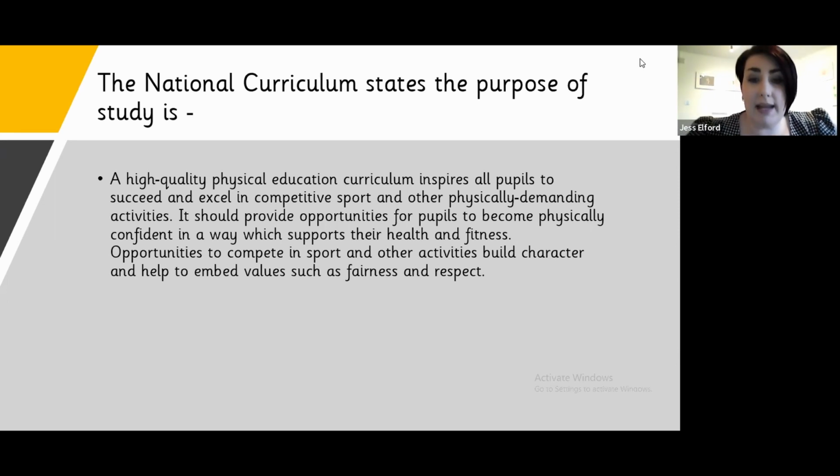We also use PE to embed values such as fairness and respect. Now, children have had a really tricky couple of years post-COVID, and this is something that PE can be used really effectively for. So rebuilding those social skills, rebuilding the idea of winning and losing and fairness and competitive sport, but being respectful to each other.